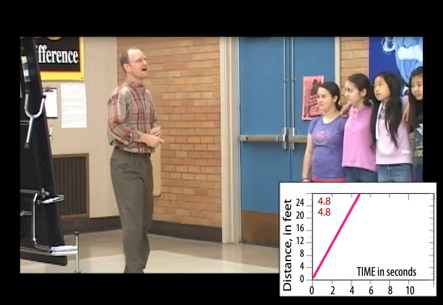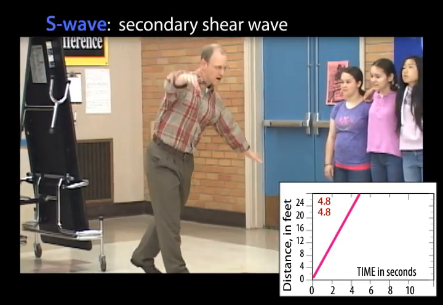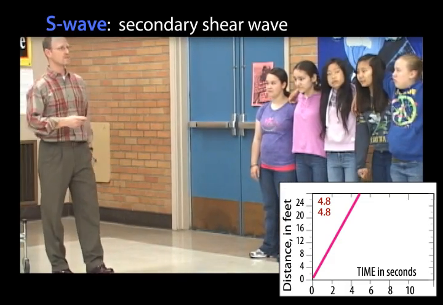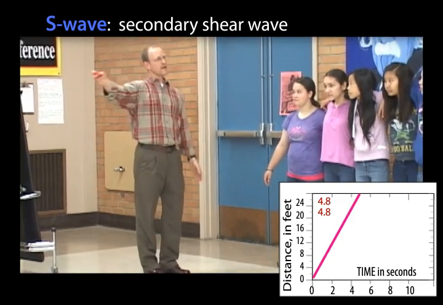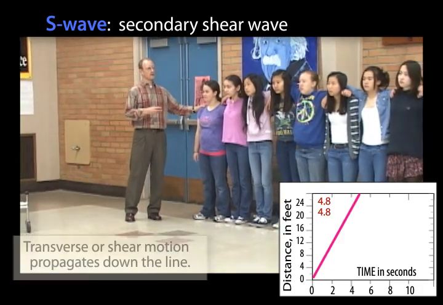All right, so this time we're gonna do the shoulder to shoulder. That is the S wave going through the solid. The solids are still linked, but it moves in a different manner. It moves side to side through the solid substance. So here we go. So look straight ahead. Feel the wave come to you. That's when you go down and then come back up quickly. Ready?